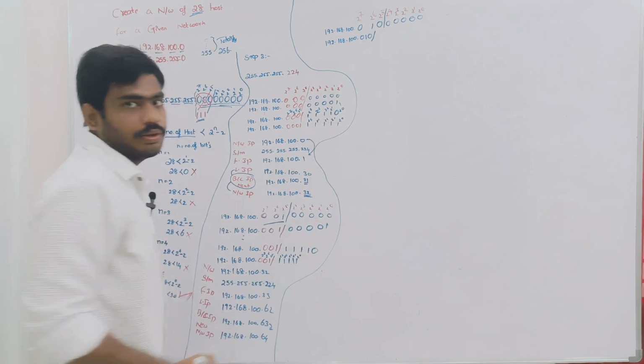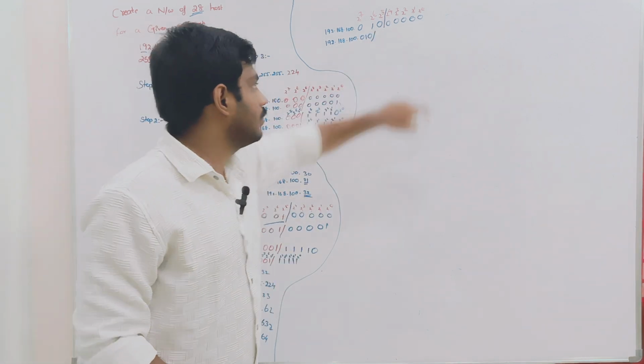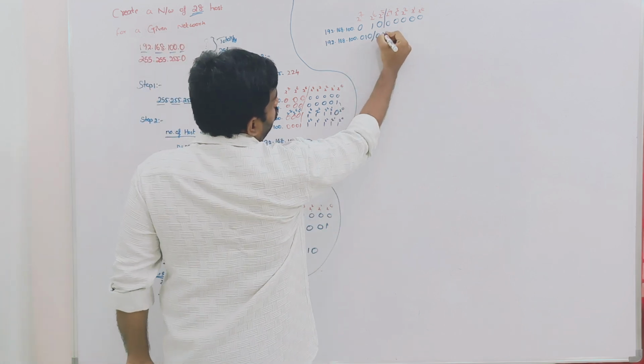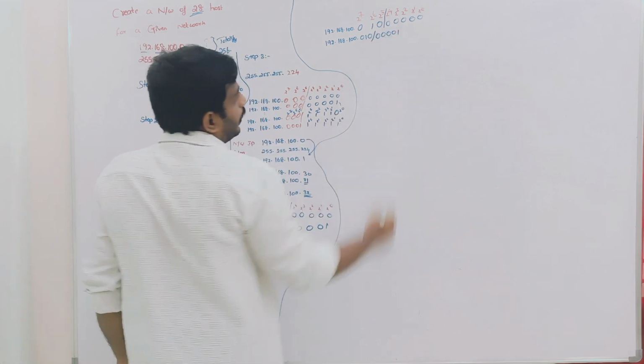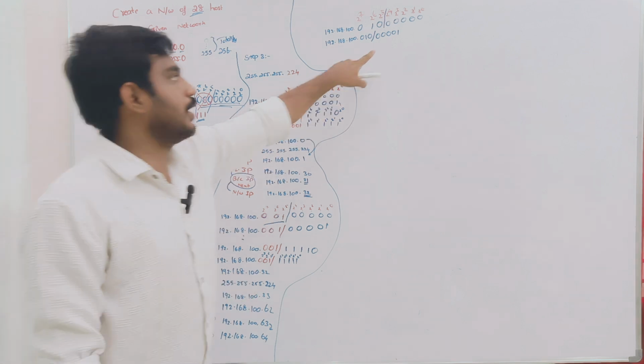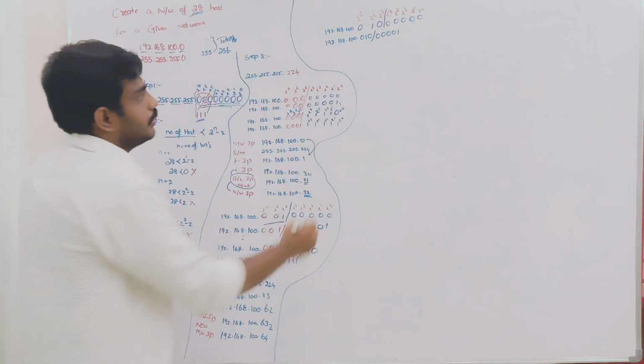192.168.100.0/10... You make all the ones, all the zeros. Sorry, 00001. So this is our first IP. What will be the last IP?